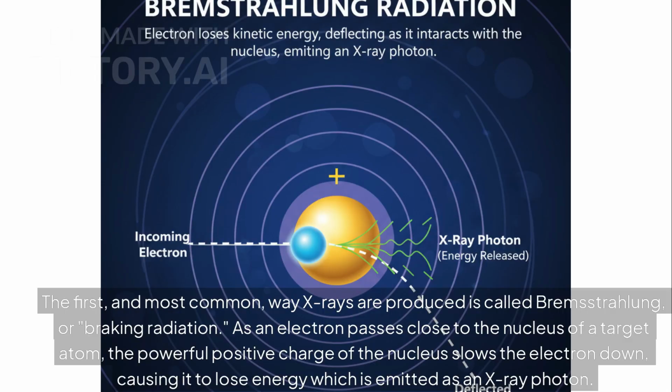The first, and most common, way X-rays are produced is called Bremsstrahlung, or braking radiation. As an electron passes close to the nucleus of a target atom, the powerful positive charge of the nucleus slows the electron down, causing it to lose energy, which is emitted as an X-ray photon.